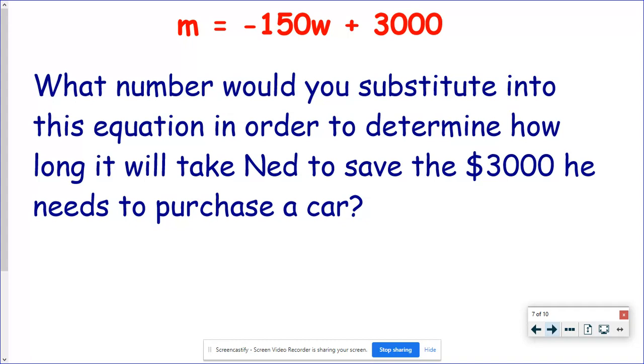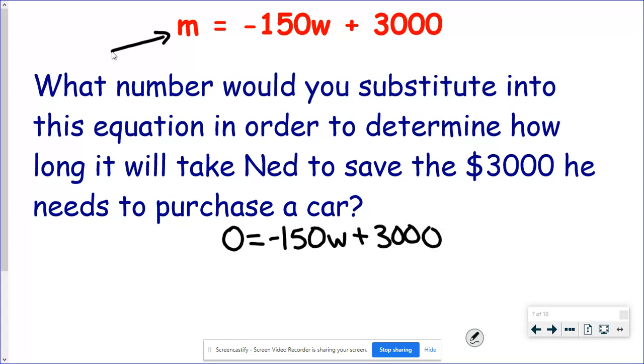All right, same situation. Now I want to know what number I'm going to substitute into this equation so that I can figure out how long it's actually going to take. How long it would take him to get the $3,000. Now remember, the M here stands for how much money he still needs to save. If he has now saved all of his money, that would mean that this money number right here should be down to 0. He wouldn't need any more. So I could substitute in that 0.